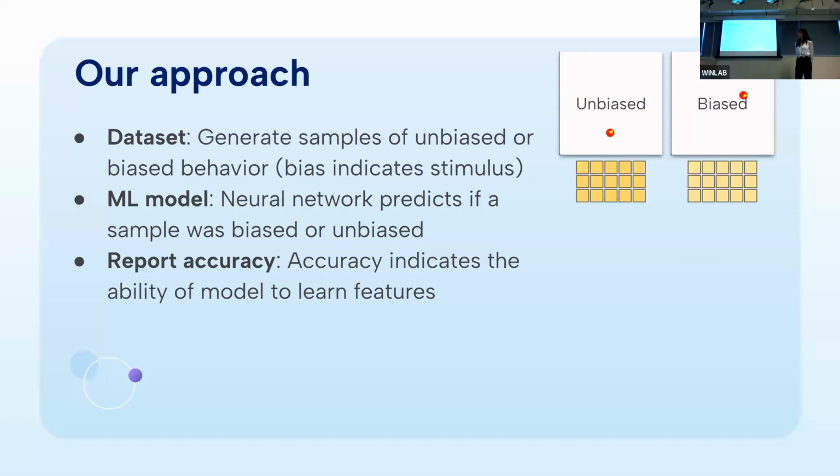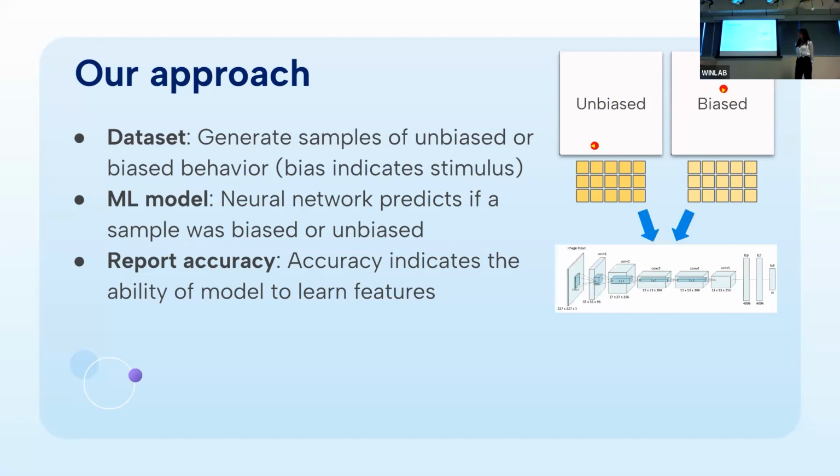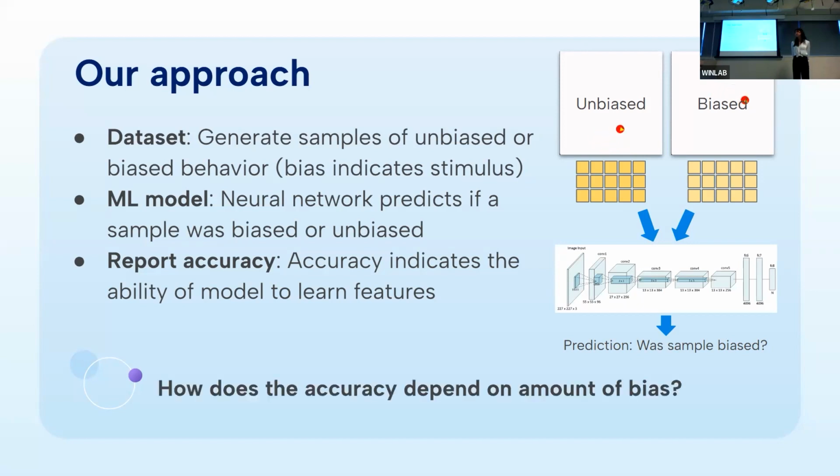Essentially, we just take samples from the unbiased set and the biased simulation, and then we train a neural network to distinguish between which was which. If you get a good accuracy, that means that you did learn the behavioral response that was present in the agent. The main question that we now ask is, how does the accuracy of a neural network that we train depend on the amount of bias that is actually present in the agent?